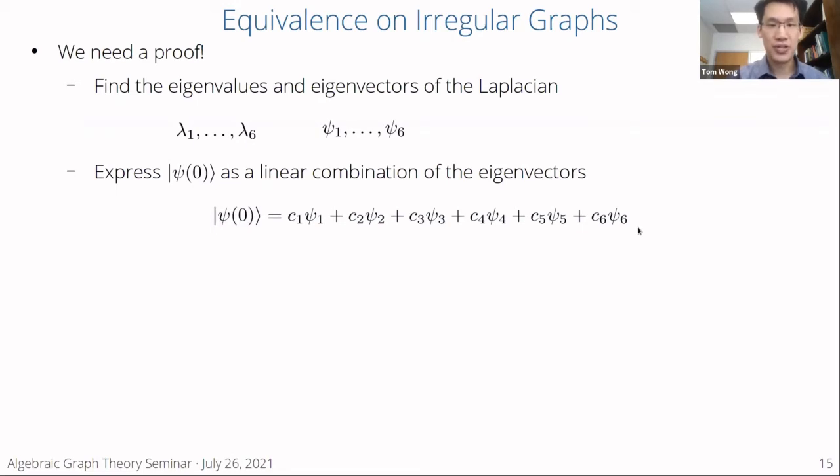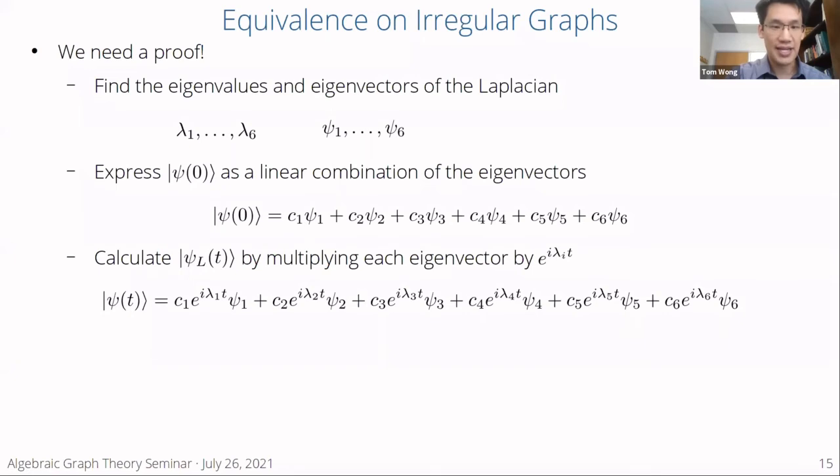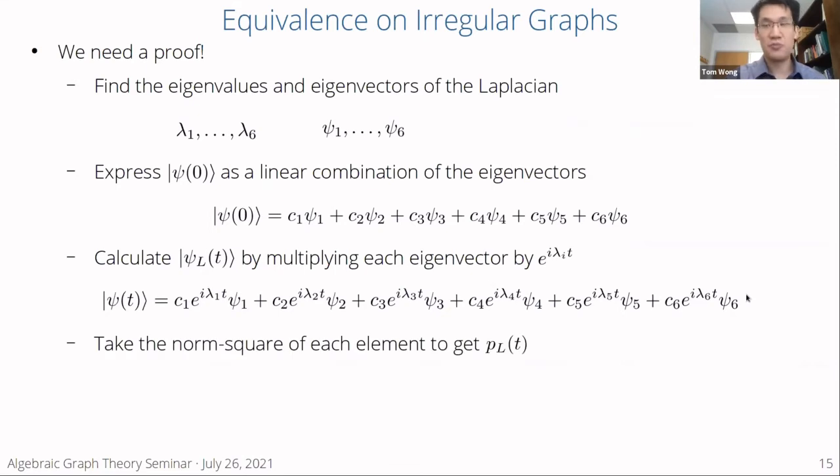You get the state of the system at time t just by multiplying each eigenvector by e to the i lambda t. Because remember, the evolution is e to the iLt. So this is an eigenvector of L, then you just get its eigenvalue there. And similarly for all of these. Once you have the state of the system at time t, you just take the norm square of each element to get the probability distribution. So this is how you can analytically find what the probability distribution is at time t.